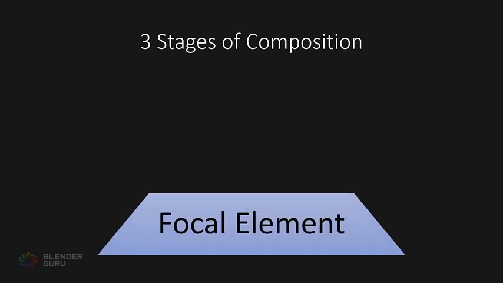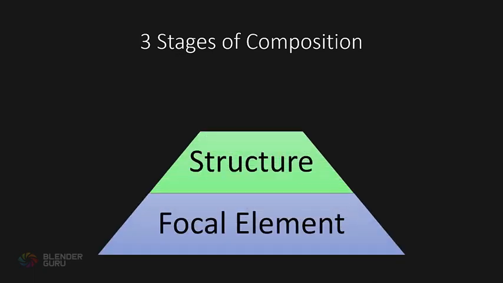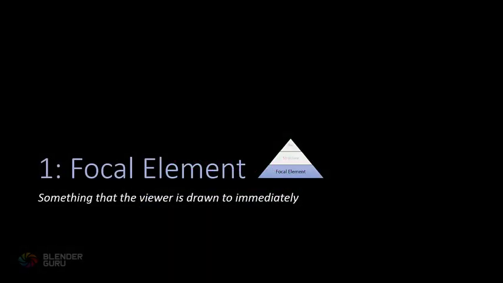Composition can best be broken down into 3 stages, which we'll address throughout this video. First, the focal element, the structure, and last, the balance. So let's start with the first one, the focal element. The focal element is something that the viewer is drawn to immediately upon seeing the image.